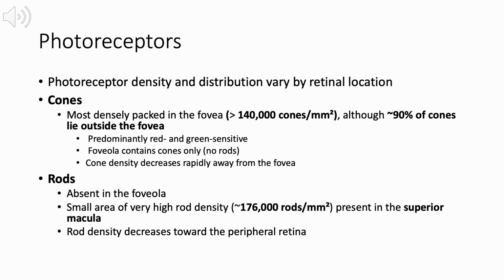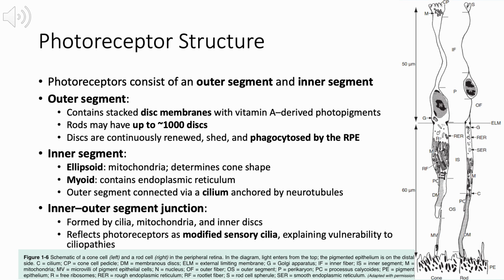A small area of very high rod density, approximately 176,000 rods per square millimeter, is present in the superior macula. Beyond this region, rod density gradually decreases toward the peripheral retina. Together, these distribution patterns highlight the specialized organization of photoreceptors across different regions of the retina.